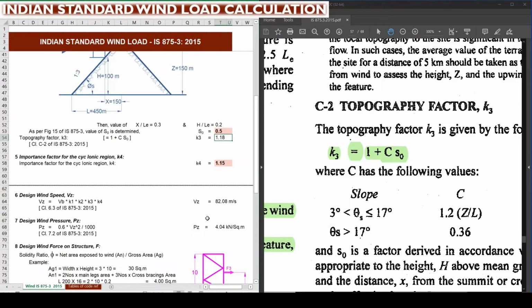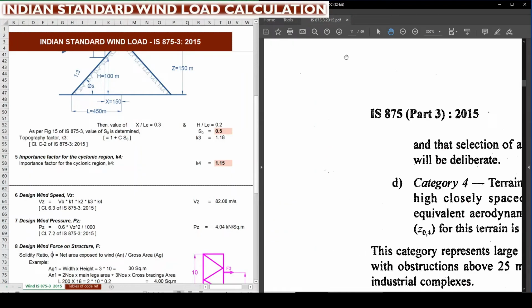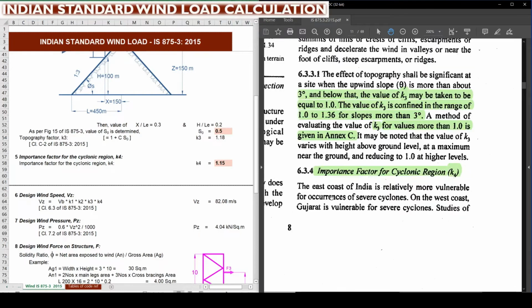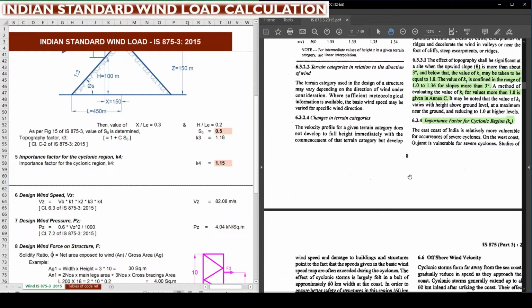Next one is the importance factor for cyclonic region. So for that we need to refer to page number 11. In page number 11 and 12, you can see the importance factor for cyclonic region: the east coast of India is relatively more vulnerable to occurrence of severe cyclones, and the west coast of Gujarat is vulnerable to severe cyclone studies. So we need to consider these cyclone studies also.